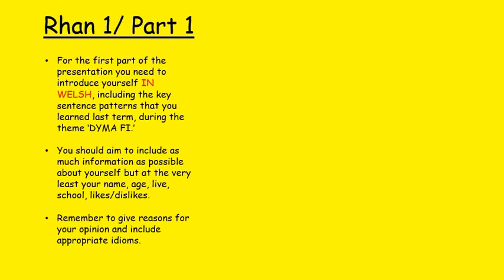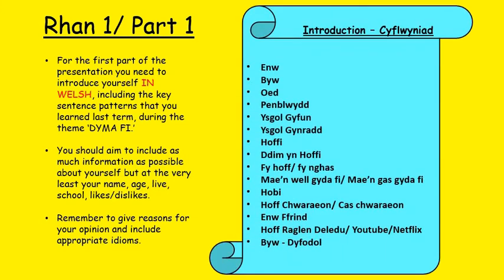So if we look in more detail then at part 1, Rhan 1. The first part of the presentation, you need to introduce yourself in Welsh, of course, including key sentence patterns that you learnt last term. Now, you should aim to include as much information as possible here because this is an assessment task. But at the very least, we would expect you to include your name, your age, where you live, school that you go to, likes and dislikes.